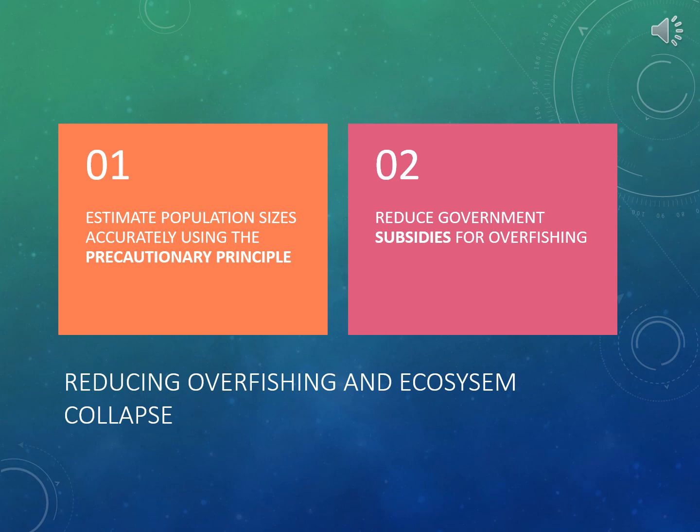We could also reduce government subsidies for overfishing. The government pays companies to fish, and we use these ideas of quotas, which allow individuals to catch only a certain amount of fish. However, if one company is under their quota, they can trade their remaining values to another country or another company, which still allows for the same amount of fish to be caught.